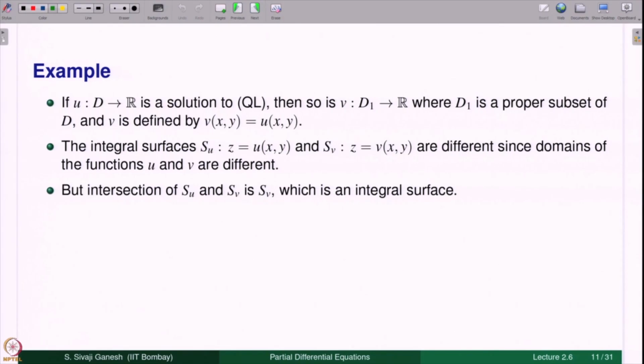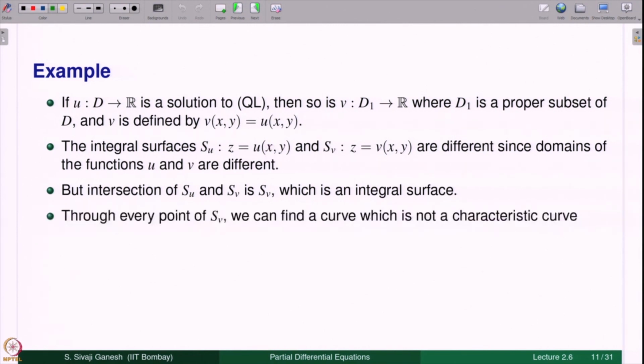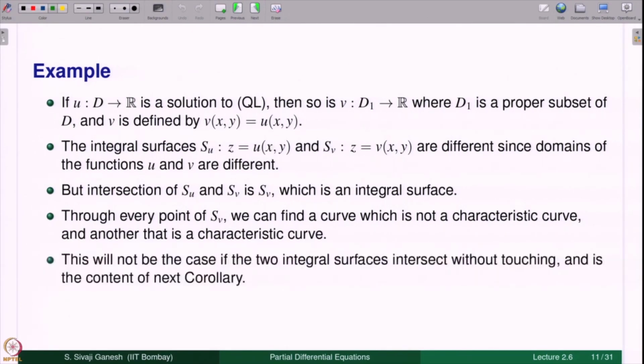Two functions are different the moment their domains are different. But the intersection of SU and SV is SV, which is an integral surface. So, it is not a curve, it is an integral surface. Through every point of SV we can find a curve which is not a characteristic curve and another that is a characteristic curve. This will not be the case if the two integral surfaces intersect without touching, and that is the content of the next corollary.